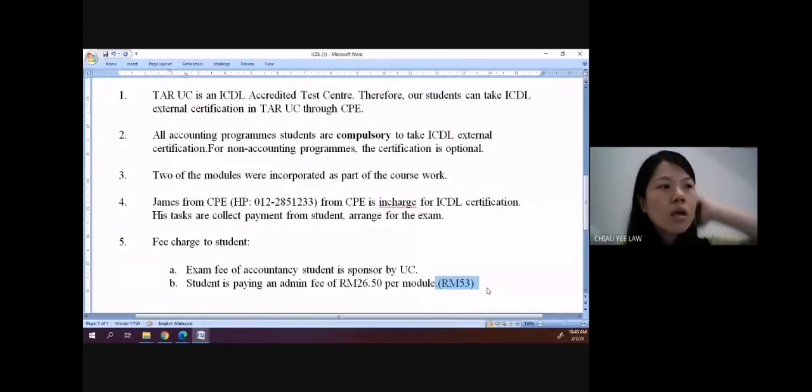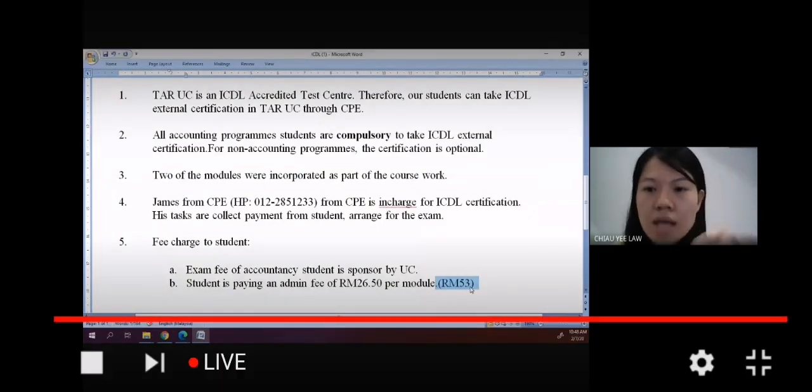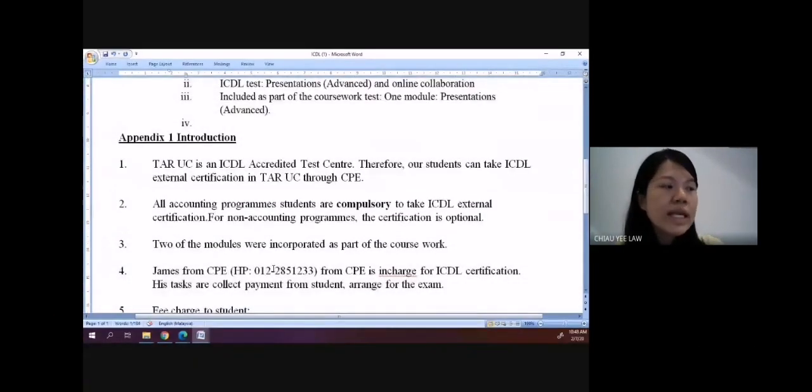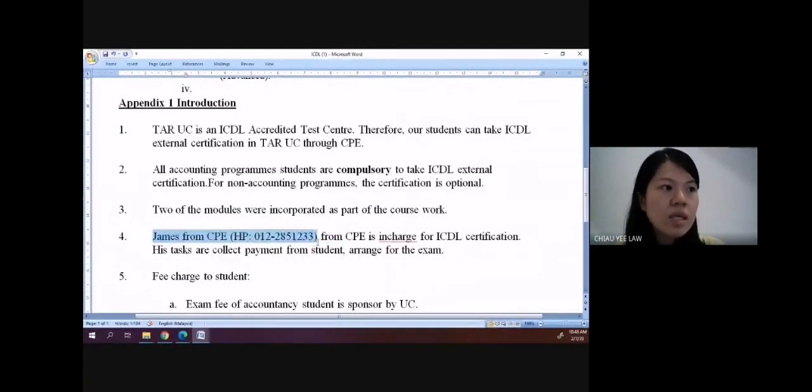Class rep and course rep, you need to coordinate with Mr. James from CBE. This is his contact number. Please take note of it. Course rep, you go and deal with Mr. James. Tell him you are from DA and you are supposed to take this exam in year 1, but the majority did not take it.